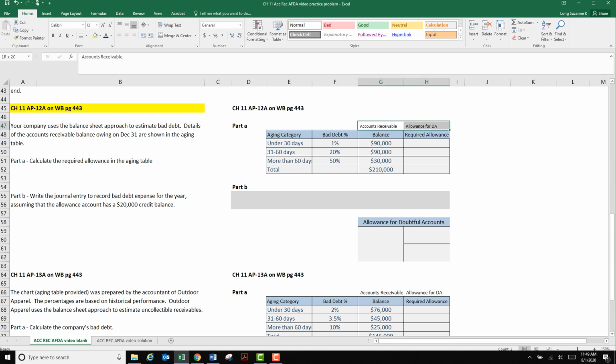I added these two little tags up here. So, aging category. What's that? Bad debt percentage. I think I might know what that is. Balance. Balance of what? So this is called an aging of accounts receivable. Aging. So total accounts receivable is $210,000. And we're looking at, well, what are the balances in there?